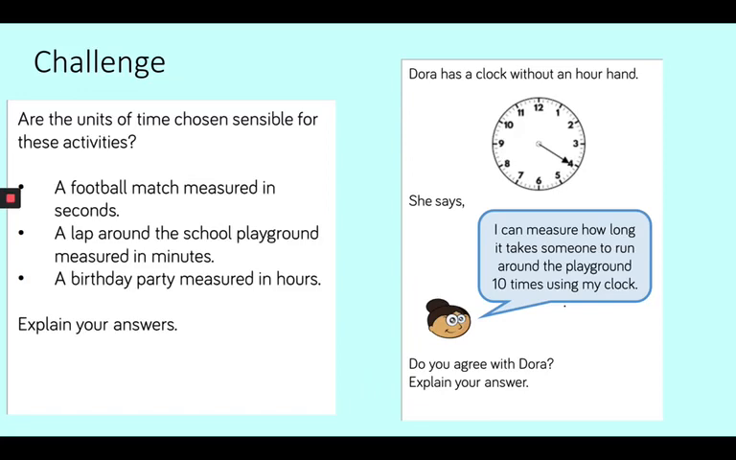And the second challenge question, Dora has a clock without an hour hand. She says, "I can measure how long it takes someone to run around the playground 10 times using my clock." Do you agree with Dora? Explain your answer.